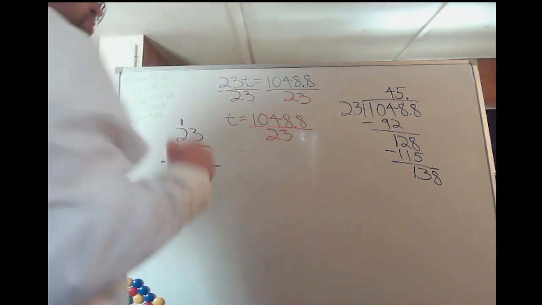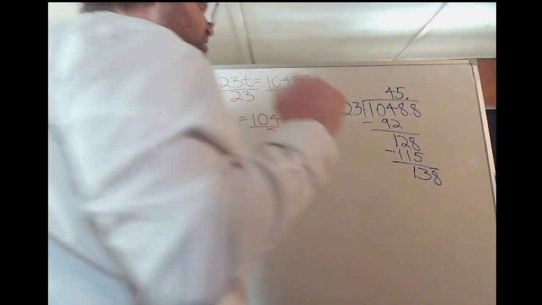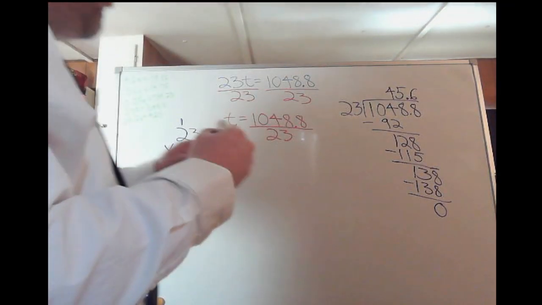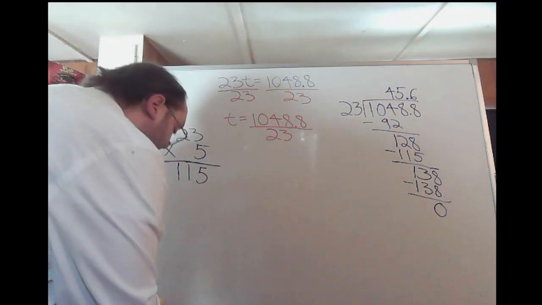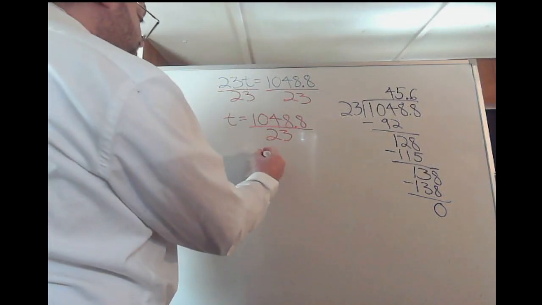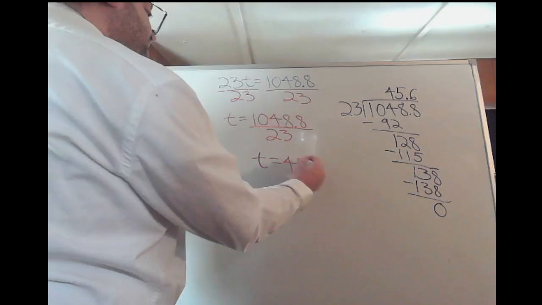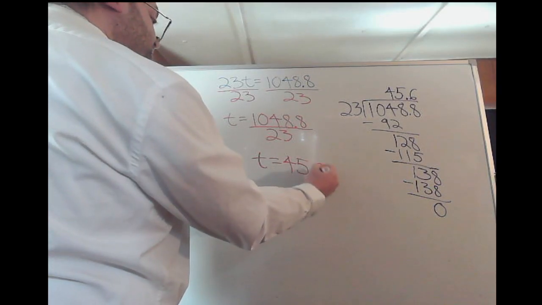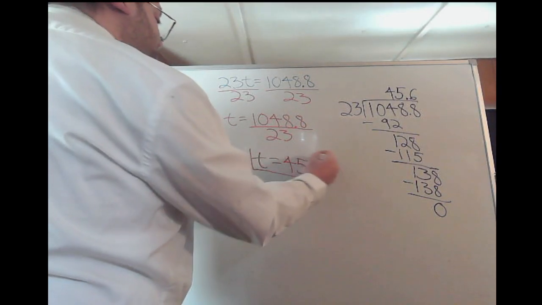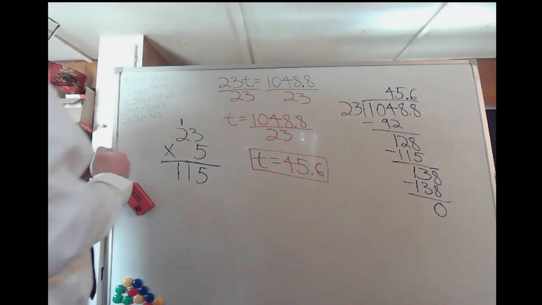Bring down that 8 from the dividend. 23 goes into 138. We determined 6 times. So 6 times 23 is 138. 138 minus 138 is 0. We have a remainder of 0, which means we have found our solution. So t is going to equal 45.6. That would be our answer for the variable t, 45.6.